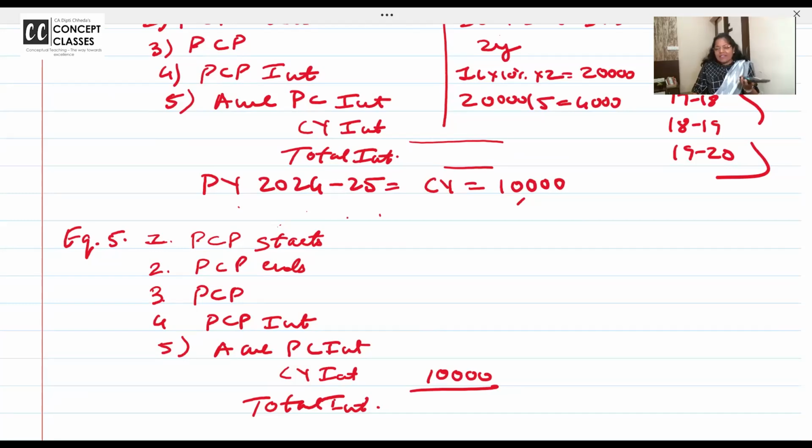Chalo. Answer. 667. Huh? Bolo. 667. Little louder. I'm really sorry, I'm not able to hear you, beta. 167. 600. 67. 667 is only coming.